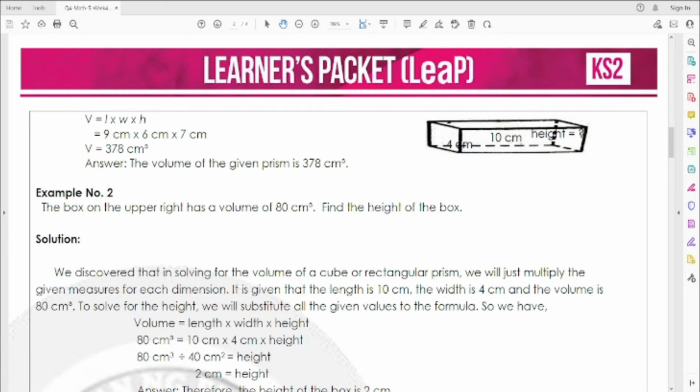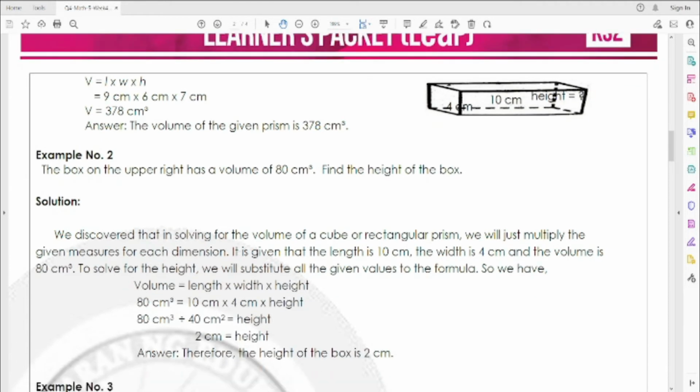So let us answer example number 2. The box on the upper right has a volume of 80 cubic centimeter. Find the height of the box. So our given is the volume only, and we are looking for the height of the box. So let us see the solution if the given is like this.